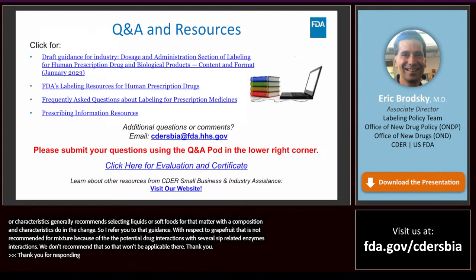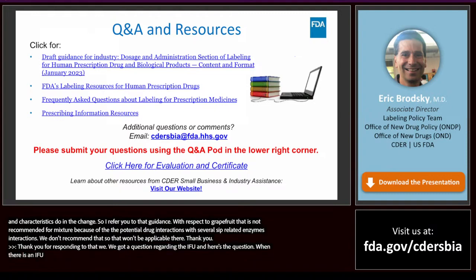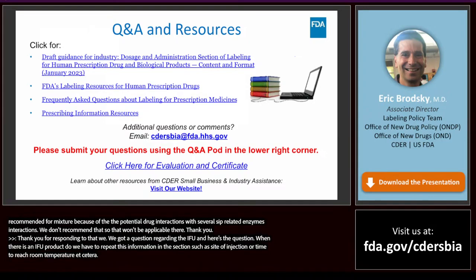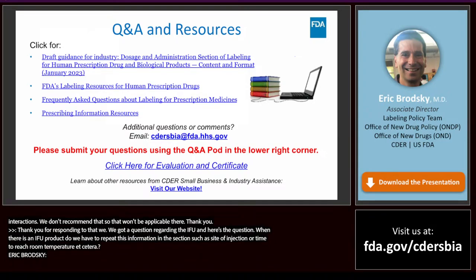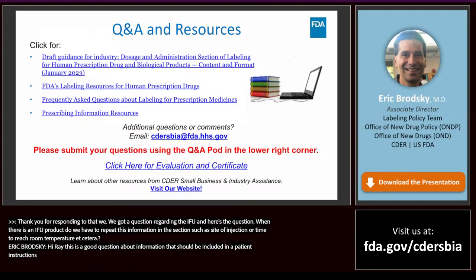We've got a question regarding the IFU, and here's the question. When there is an IFU for a product, do we have to repeat this information in this section, such as site of injection or time to reach room temperature, etc.? Hi, Ray. This is a good question about information that should be included in a patient instructions for use versus what should be included in the DNA section of labeling.